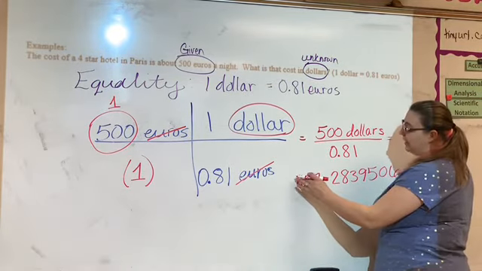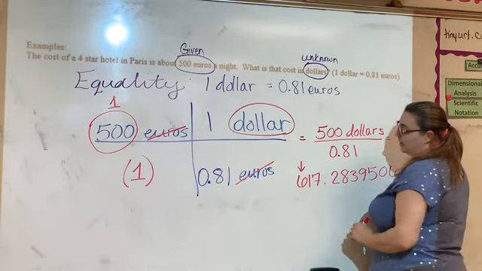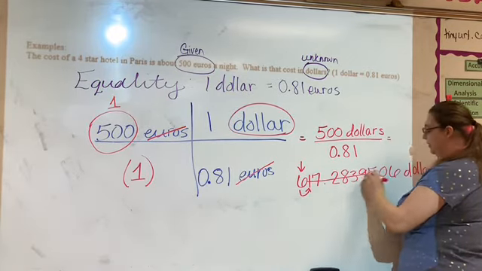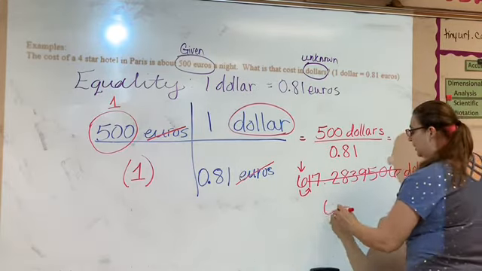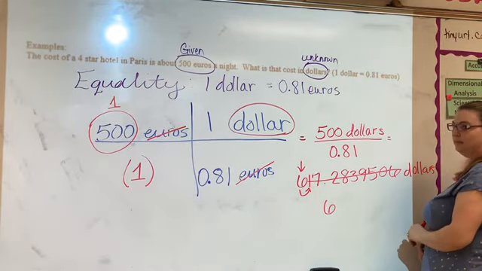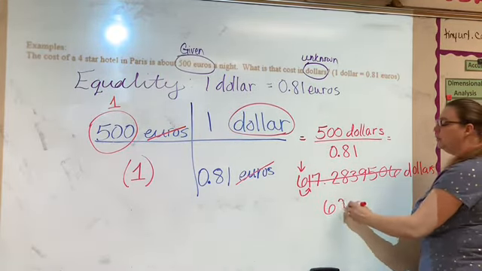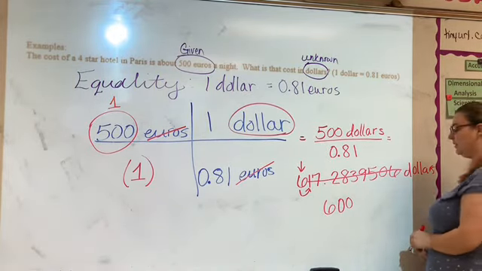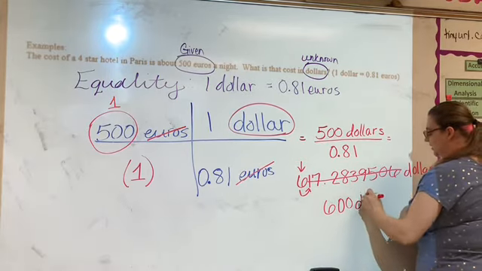Starting at the left, we have 1 sig fig here. The number after that is less than 5, so we can dump all of this, and it becomes 600. Don't forget to put in your zeros as placeholders. And then our unit dollars comes down.